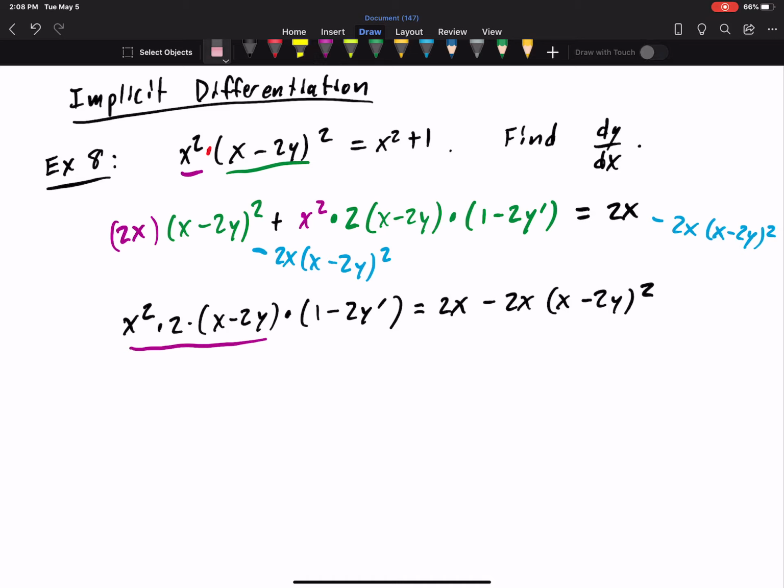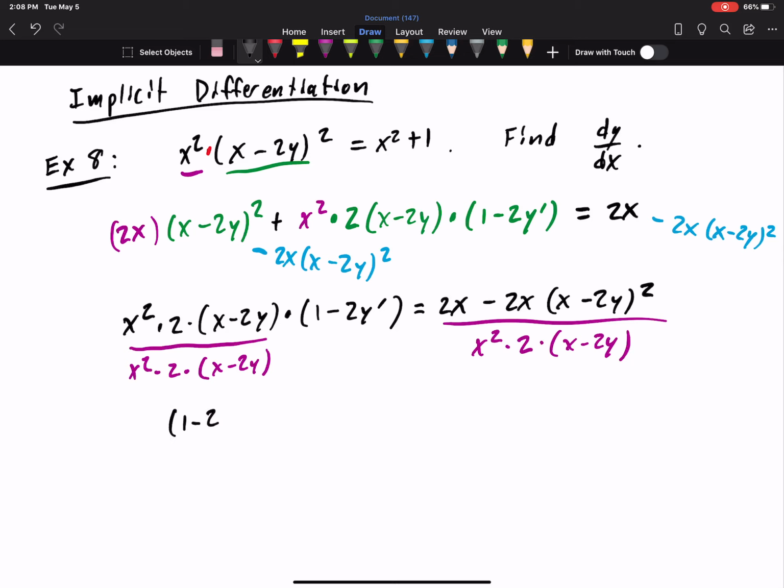So let's divide that over and show all the work, just for the sake of being pedantic. Rewriting, we have 1 minus 2y prime equal to 2x minus 2x times x minus 2y squared, all over x squared times 2, I'll put that out in front, times x minus 2y. Now we're really close to getting y prime by itself.